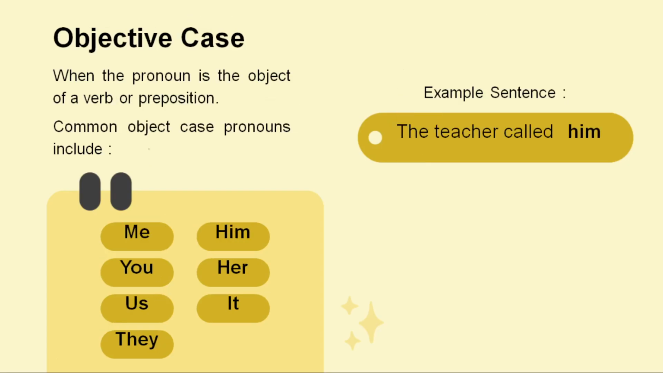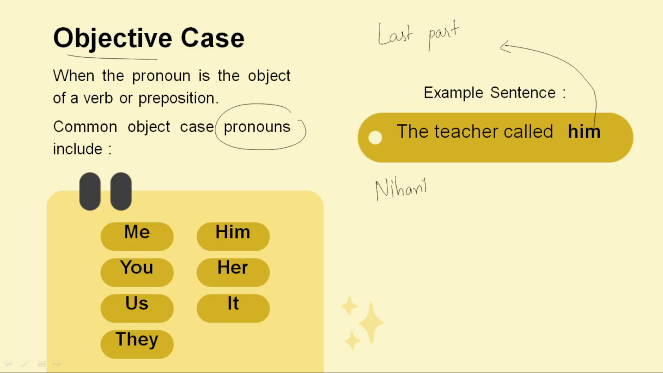And the objective case. What is an objective case? The second part, the last part of a sentence, is called the object. The common object case pronouns that we use are me, you, us, they, him, her, it. Don't worry. Let me explain the difference between subject and object with an example.